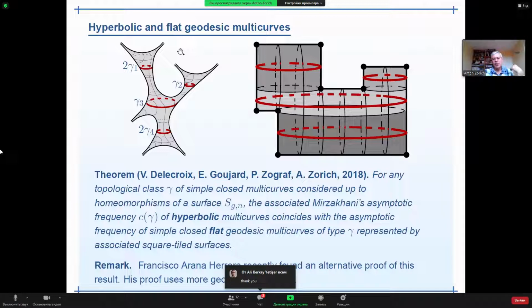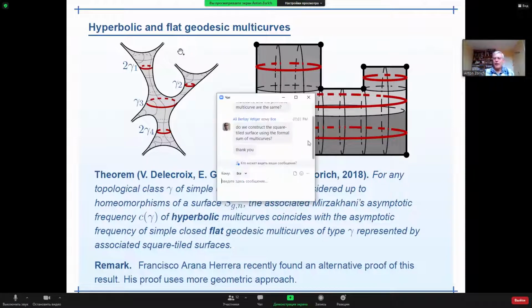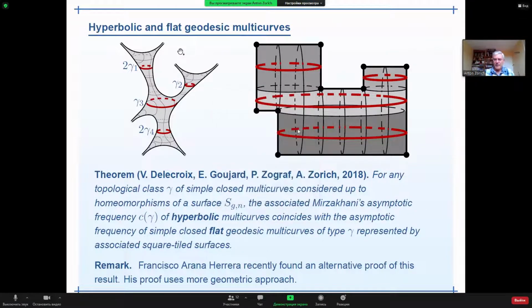Well, it can be done better and more constructively, but I think that the better structure is not the multi-curve, but the dual graph to it, the stable graph. The stable graph really shows how to physically construct the square-tiled surface.